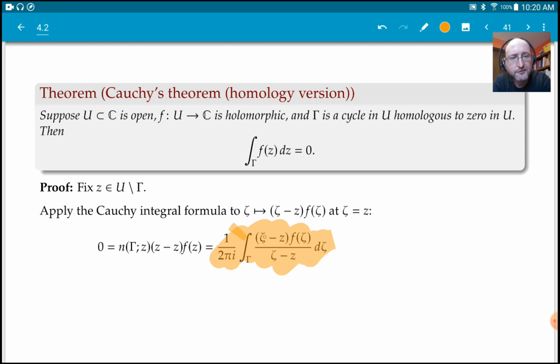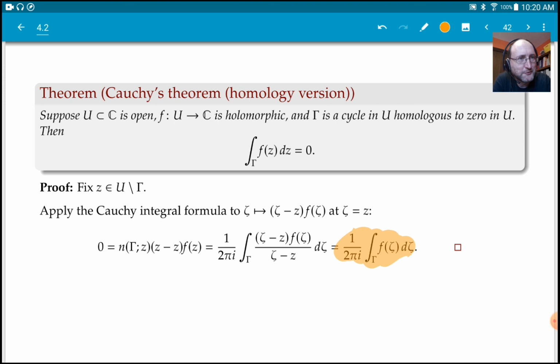I have the function up here, z is fixed, and divided by zeta minus z, and I integrate around gamma. That's supposed to be 0. But now the zeta minus z cancels, and so we have precisely what we want to be 0, right?